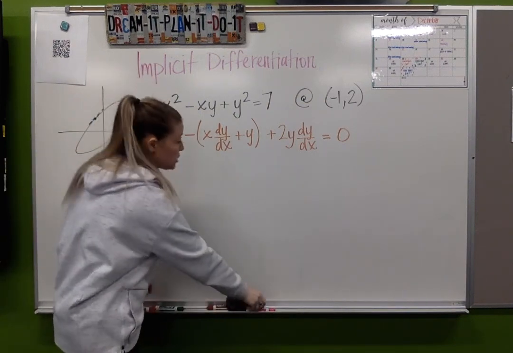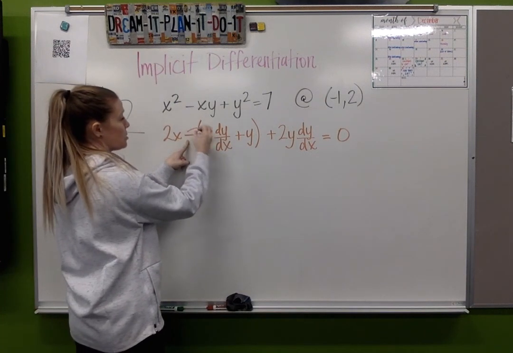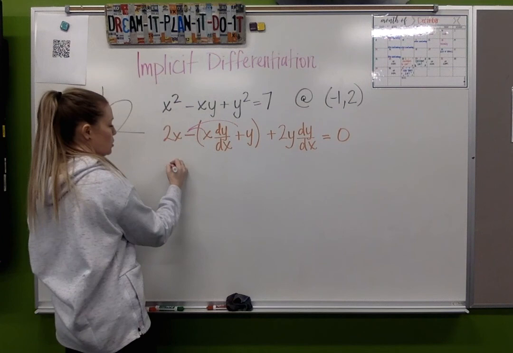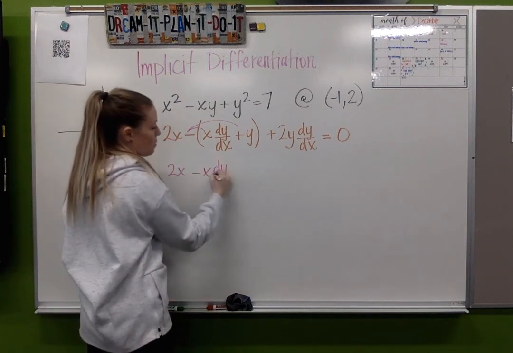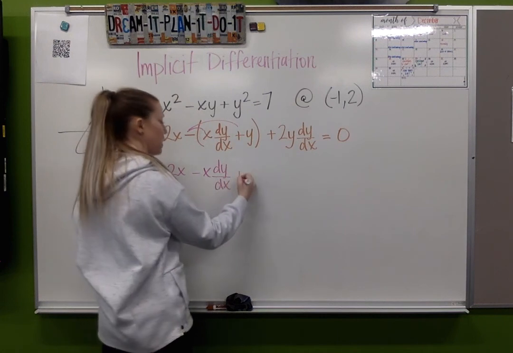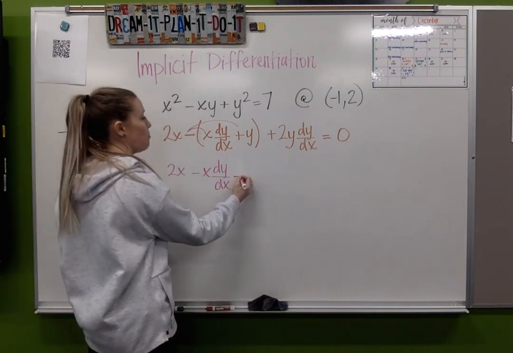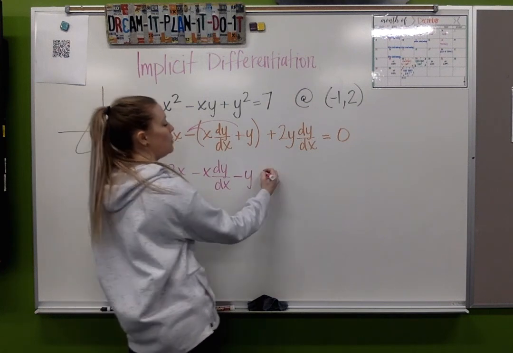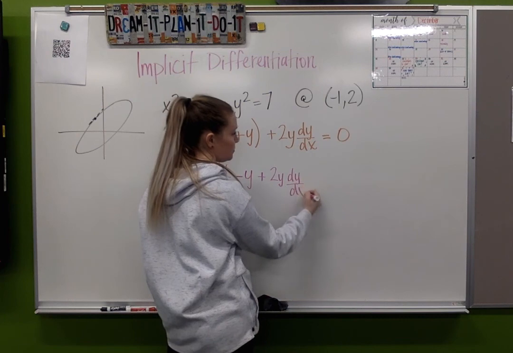So, what I'm going to do, I'm going to first take care of this negative. So I'm going to distribute in my negative. 2x minus x dy/dx plus, nope, I'm distributing my negative. So minus y plus 2y dy/dx.